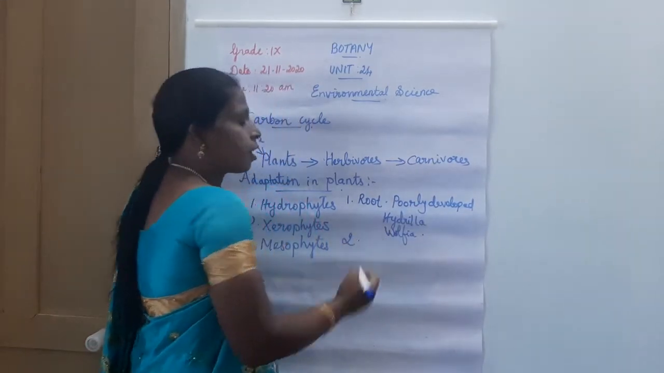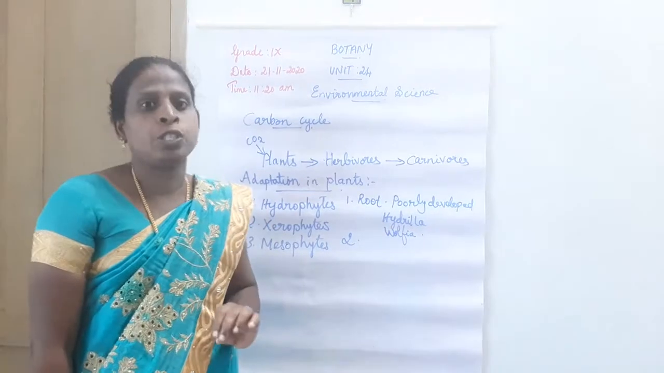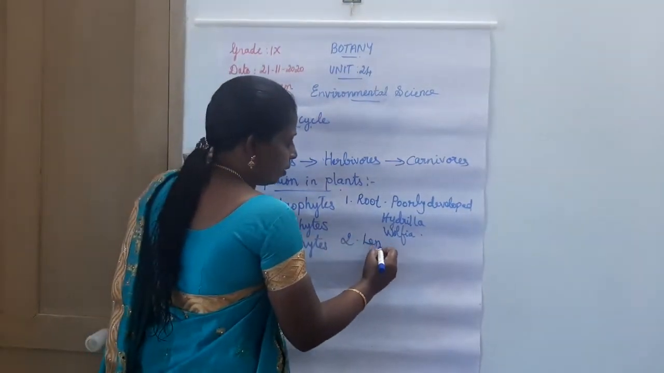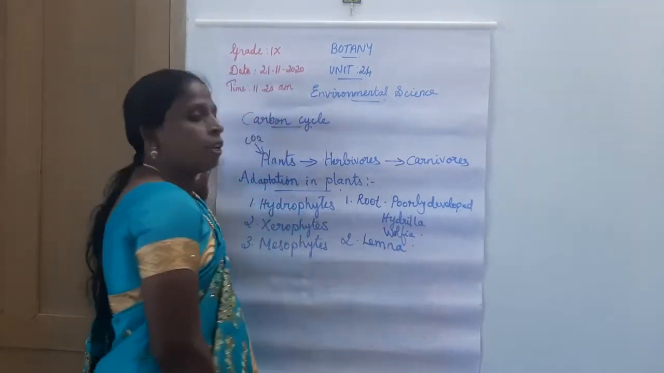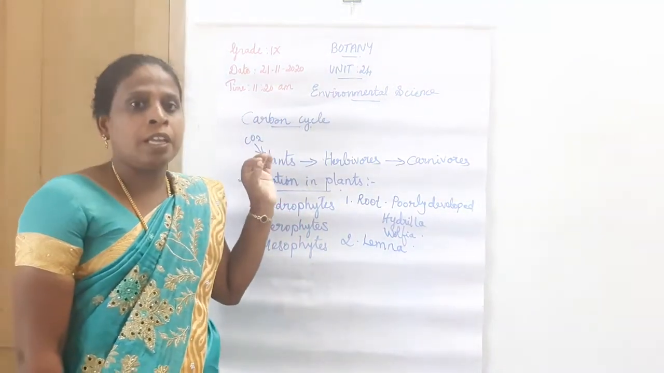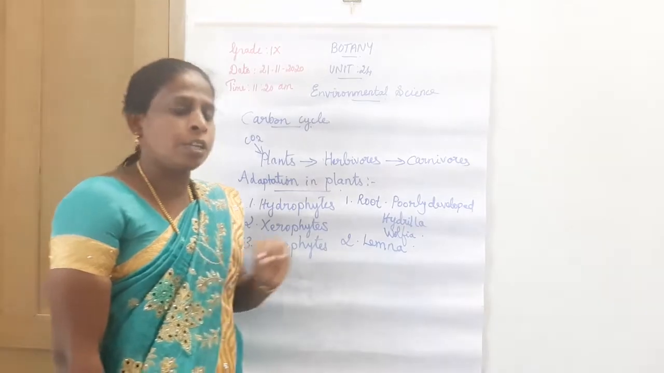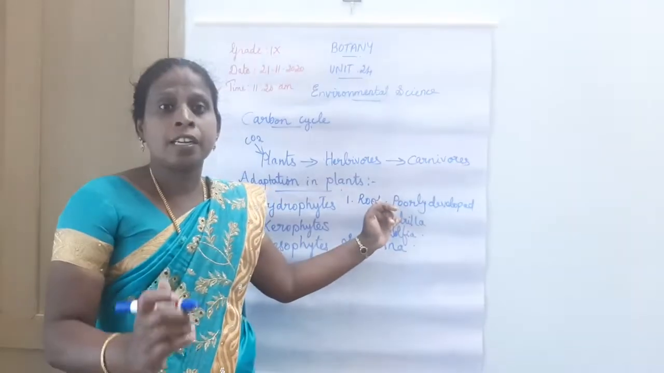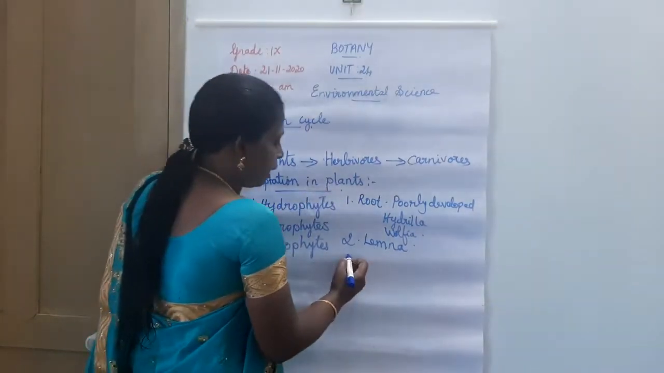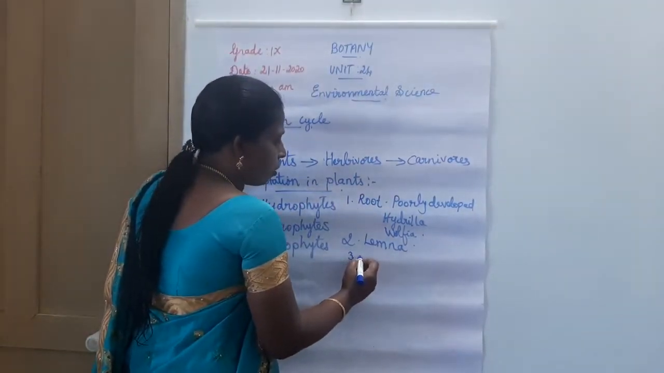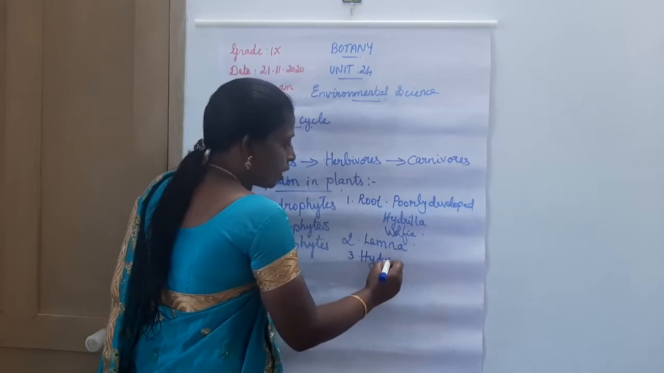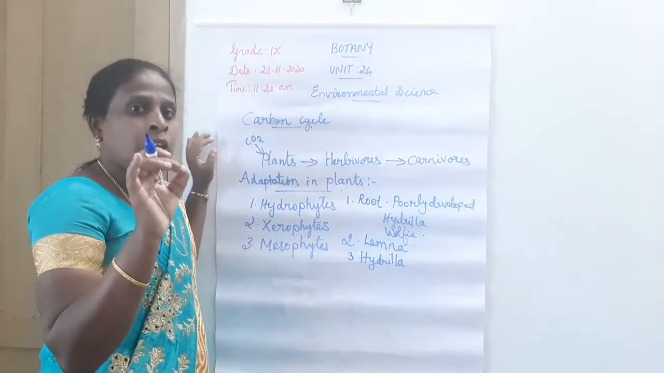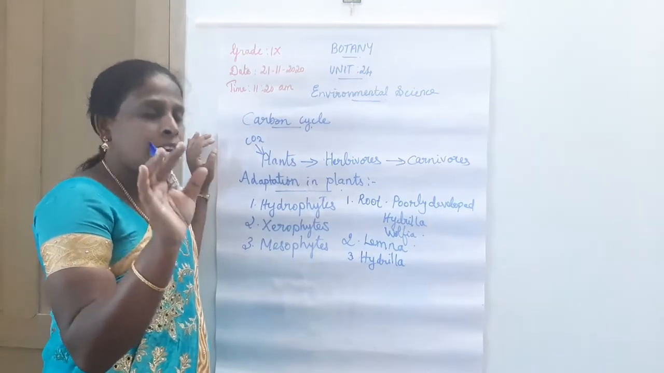The second one is the plant body is reduced, completely reduced in lemna. Third one is the submerged plant. That is the example, hydrilla. It consists of finely divided leaves. So hydrilla is a submerged plant. The leaves are modified, that is, finely divided.